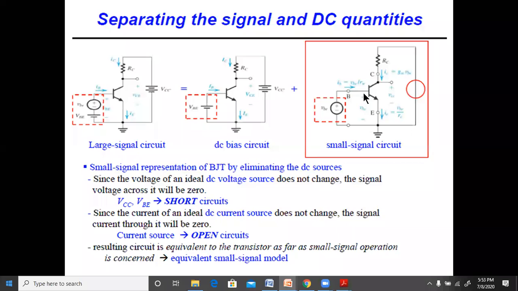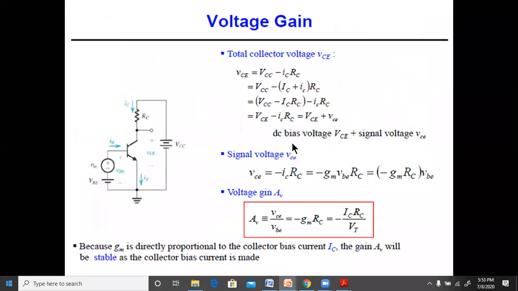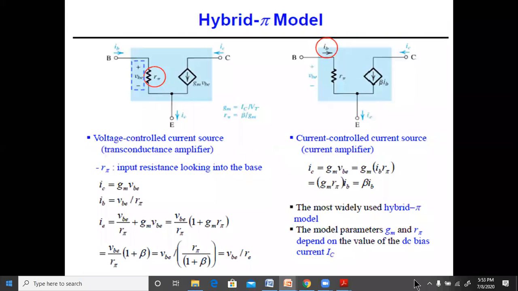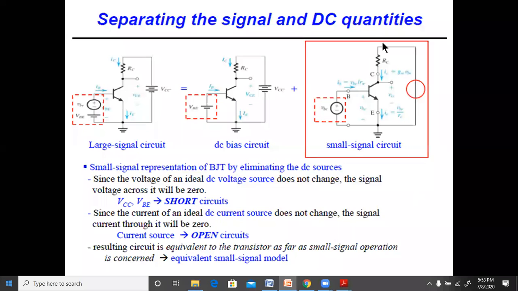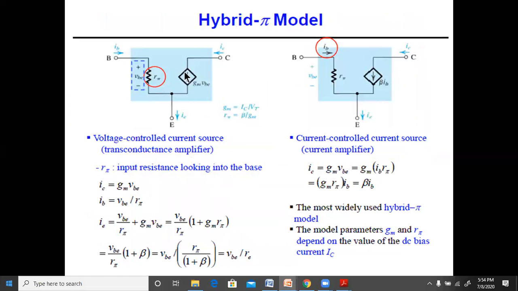VB is the voltage given here. IB is the current which is flowing here. Therefore, this part of it is replaced by R pi, which is VBE by IB. Equally well, here we have IC is equal to GM VBE. This is the current value, and hence we have the corresponding current source GMVB over here.